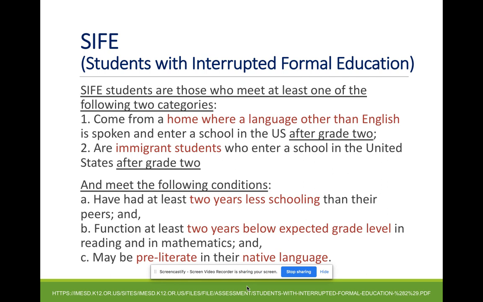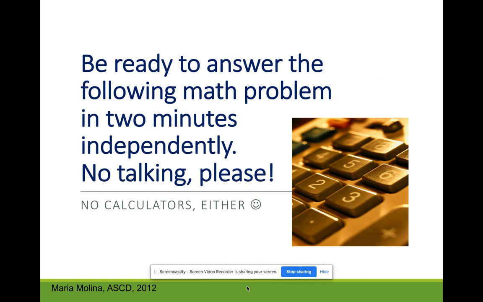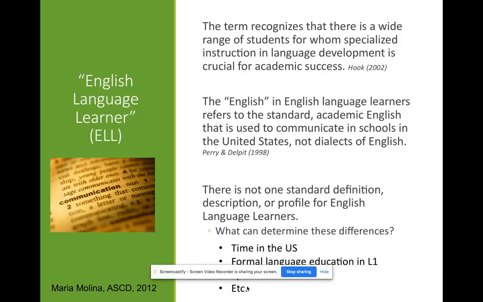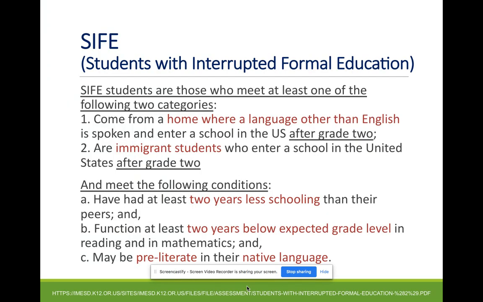And so in most cases, those are, for example, at Skyline Middle School, students who are SIFE students, students with interrupted formal education, are usually in their sheltered instruction class, or their beginners program or their newcomers program. That's what it's called. And then as they catch up with their skills, they get mainstreamed and usually push in with a resource teacher. All right. So we have students who are in these situations. So we want to make sure the classroom is the best place for them.